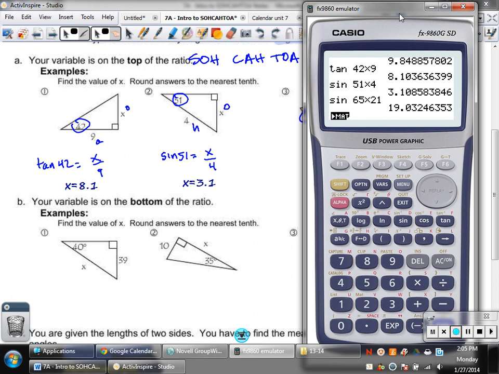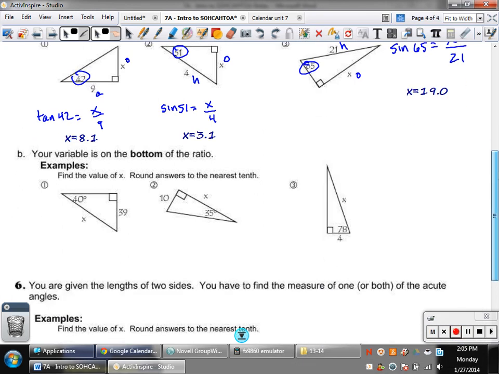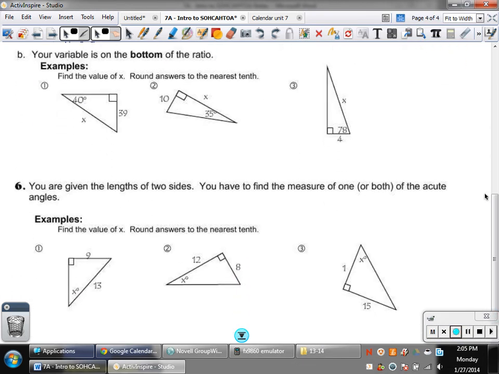All right. Let's take a look at when your variable's on the bottom of the ratio. That's when we're going to divide. So let's set these problems up. This is opposite and hypotenuse. This is opposite and adjacent. This is adjacent and hypotenuse. So this is sine of 40 equals 39 over x. This is the tangent of 35 equals 10 over x. And this is the cosine of 78 equals 4 over x.